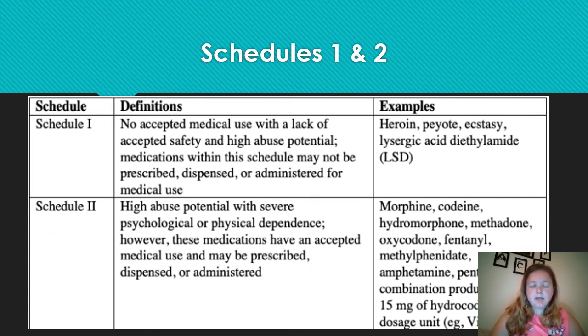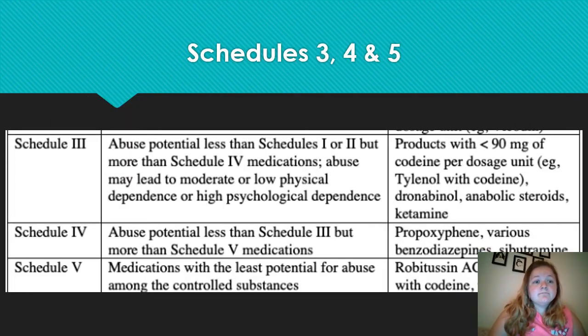There's also a pretty high potential for drug abuse, and there's also some psychological and physical dependency. But there are some that are used for medical purposes and are prescribed and administered in that way. So those could be morphine, fentanyl, methadone, oxycodone. My mom's on oxycodone. And then there's Schedule 3.